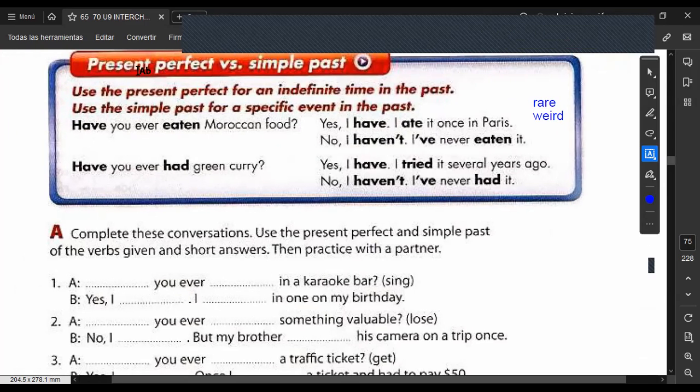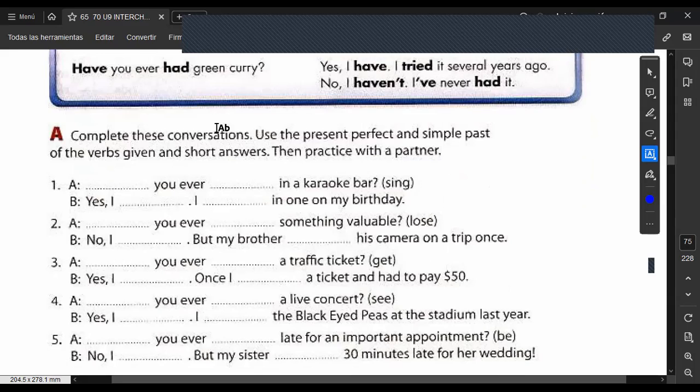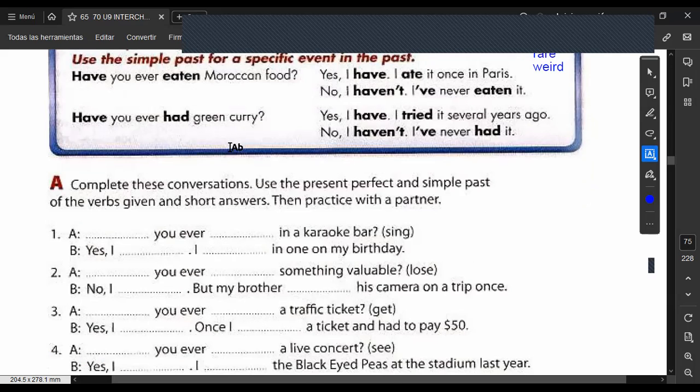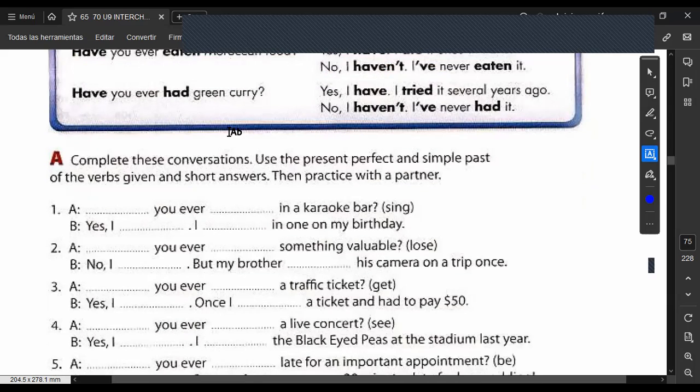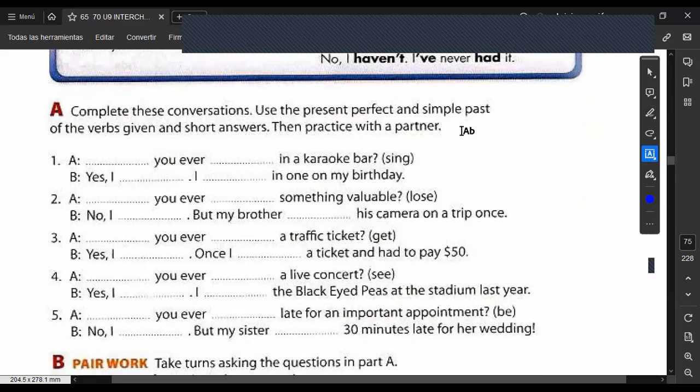It's okay, no problem. So, present perfect versus simple past. Now we use the present perfect for an indefinite time in the past, right? Por un tiempo indefinido utilizamos el presente perfecto y por un evento específico usamos el pasado simple. Ahora viene la tarea de identificar cuándo utilizamos simple past y cuándo present perfect.